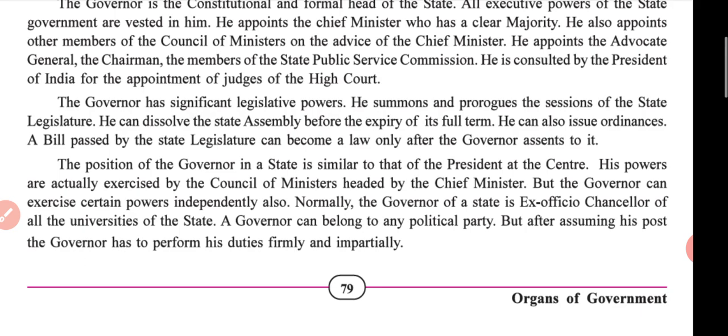Then the last paragraph of this page: the position of the governor in the state is similar to that of the president at the center.